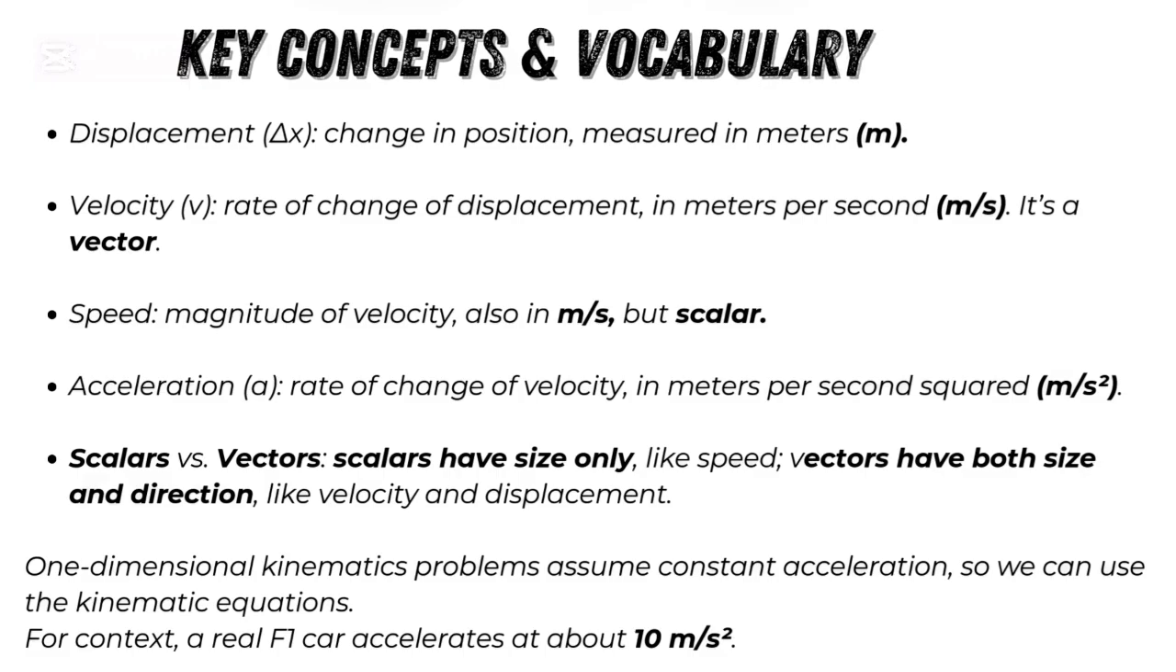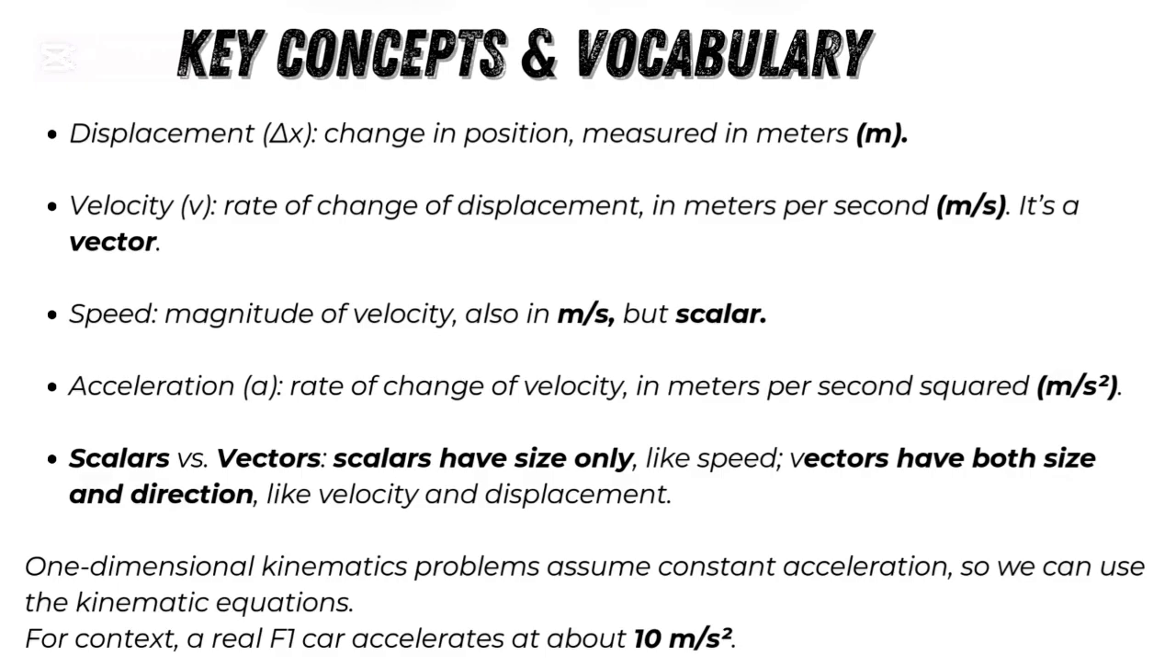Here are the major concepts in one-dimensional motion. Displacement, change in position, measured in meters. Velocity, rate of change of displacement, measured in meters per second, is a vector. Speed, magnitude of velocity, also measured in meters per second but scalar. Acceleration, rate of change of velocity, in meters per second squared.